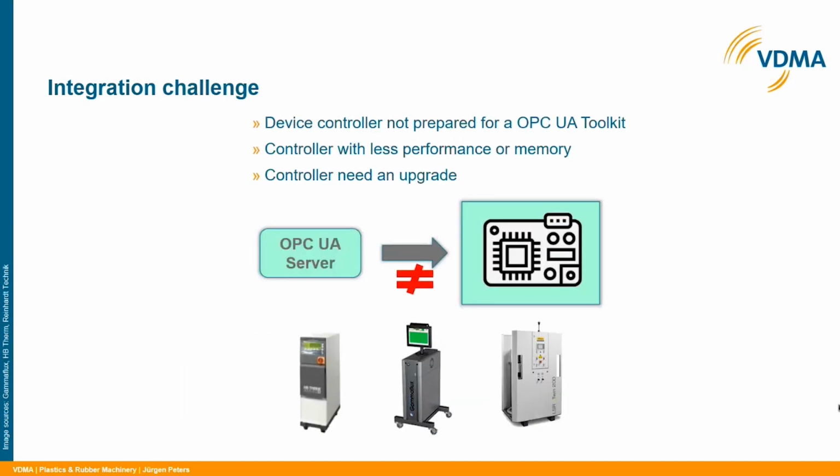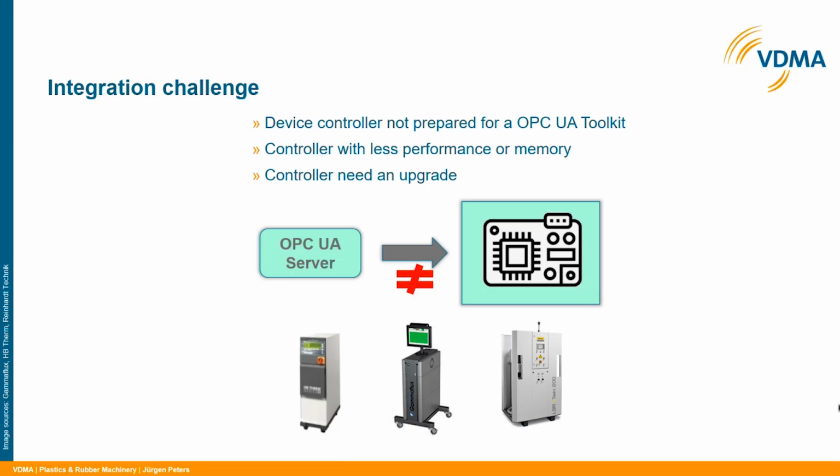So what are the challenges for the integration? As Nicola's team said before, in 2016, about 8 years ago, the plastic industry decided to use OPC UA for peripheral devices because this technology offers a lot of advantages. But in our first steps, we had a lot of big problems with the integration of OPC UA. One reason was that the suppliers were just starting with their development. Most of the device controllers were not able to integrate an OPC UA server because their controllers had less CPU performance and or less memory.